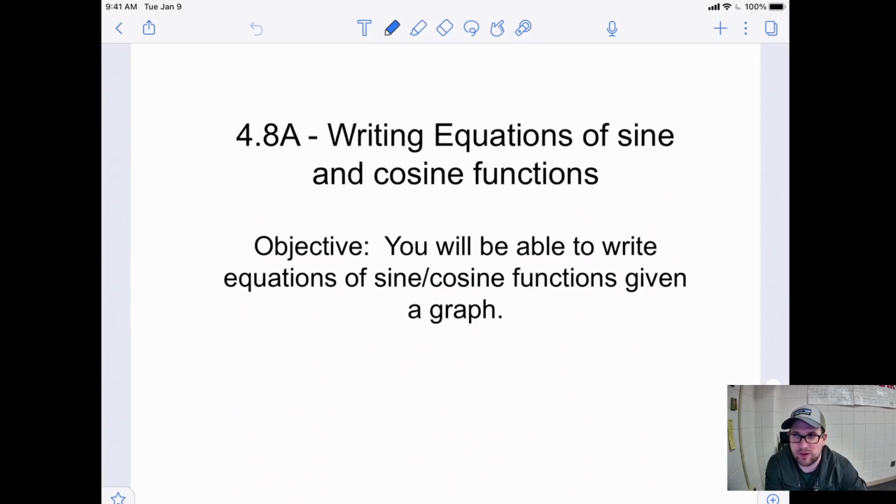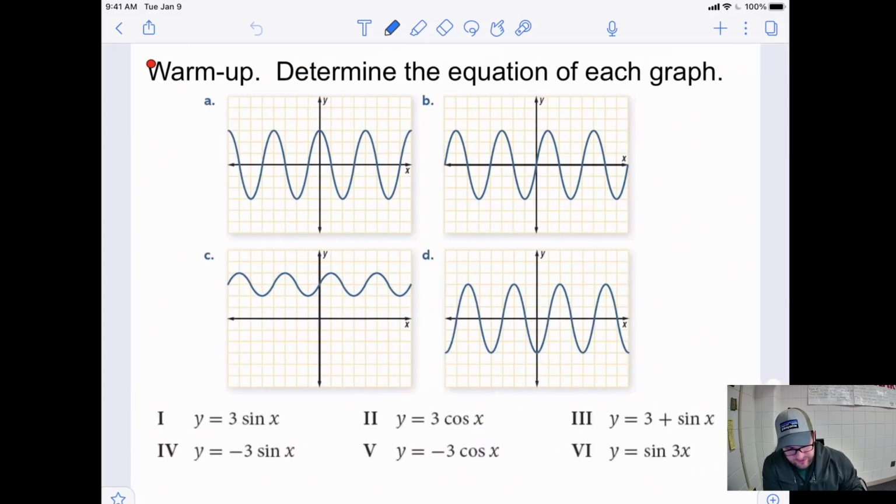Now, you may recall that this is the exact opposite of what we've been spending all of our time on recently. Prior to spring break, we were being given the equation and we were being asked to produce the graph. Now it's going to flip. We're going to be given the graph and asked to produce the equation. So let's take a look here. Right off the bat, let's just do a quick warm up.